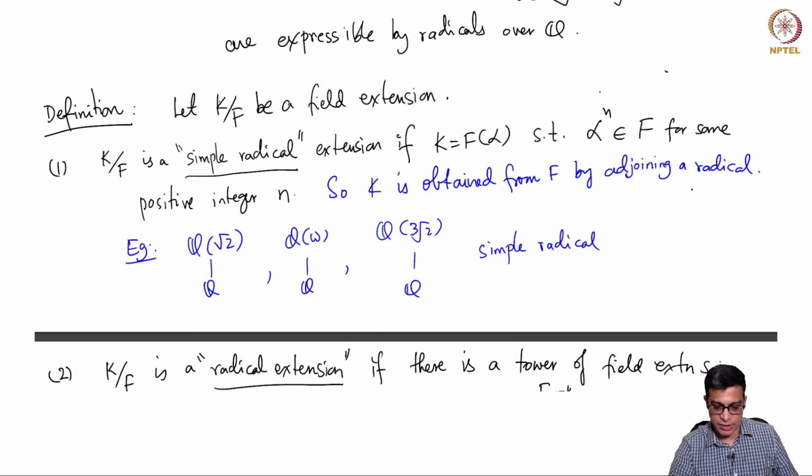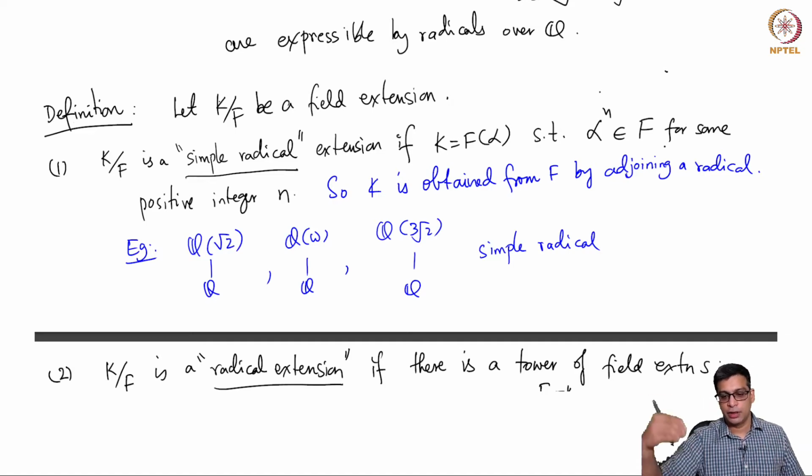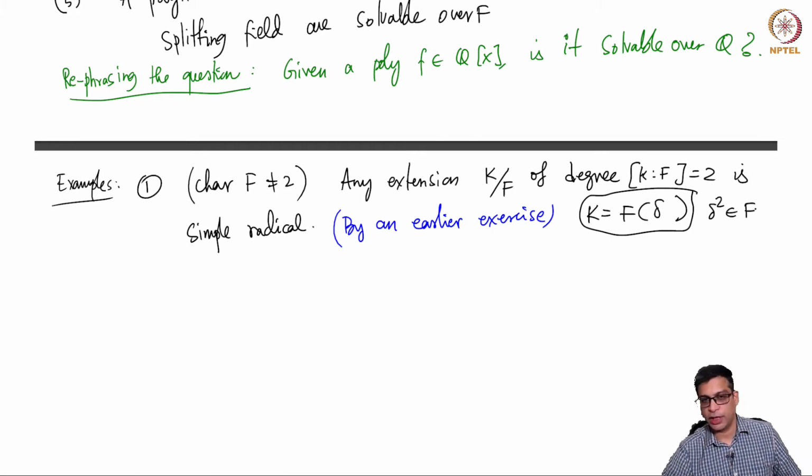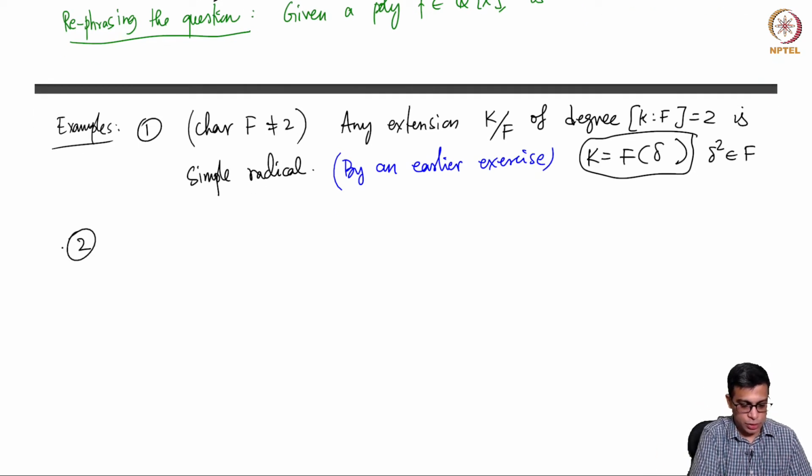The first definition is an extension is simple radical if it is generated by an element a power of which is back in F. So of course, delta is the root, so delta squared is in F. Okay. So delta is the square root of the discriminant b squared minus 4ac. So those are simple radical extensions.